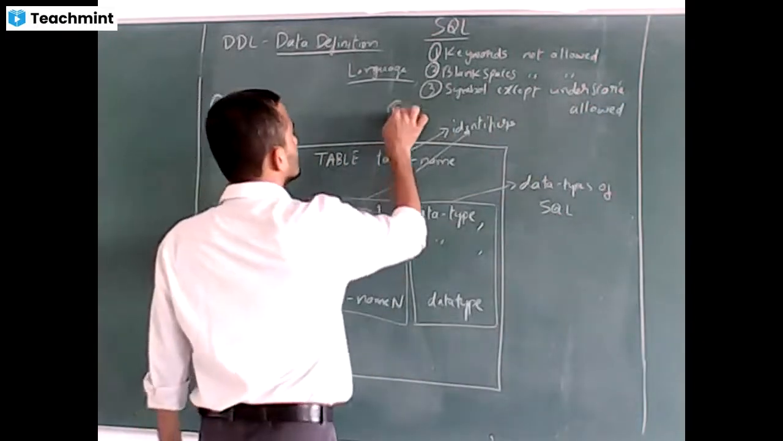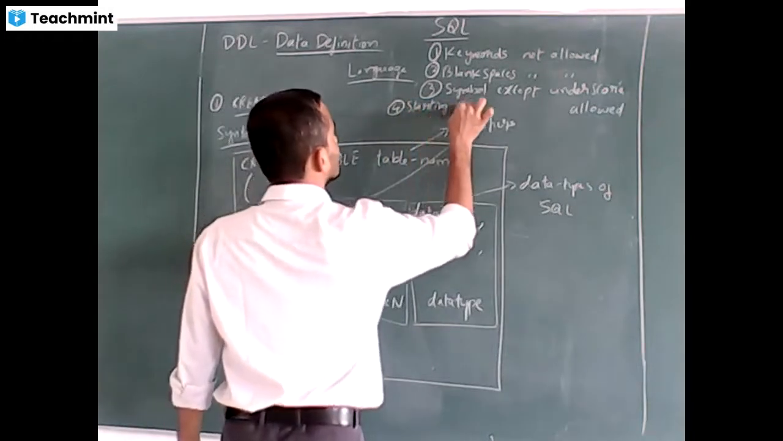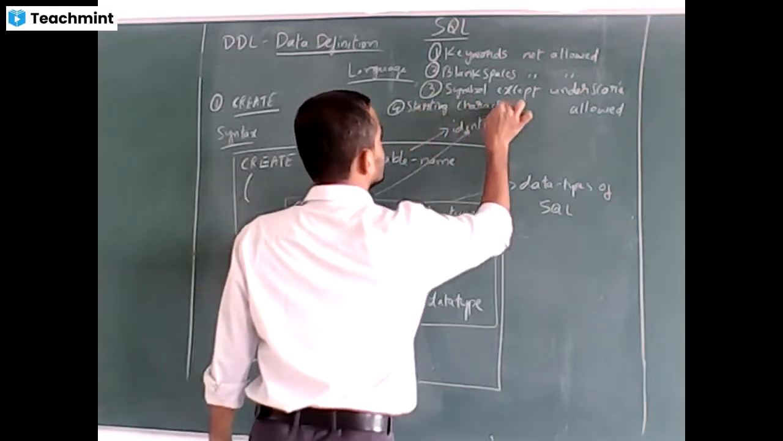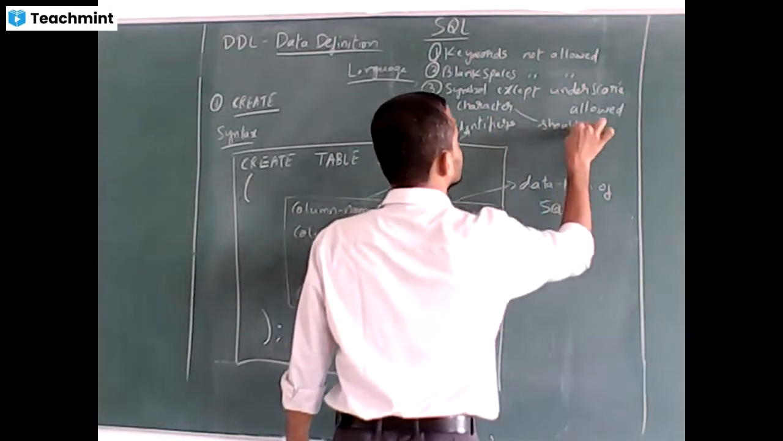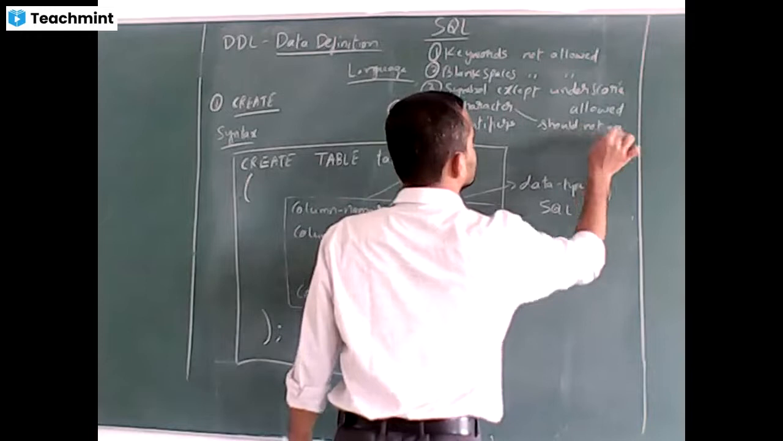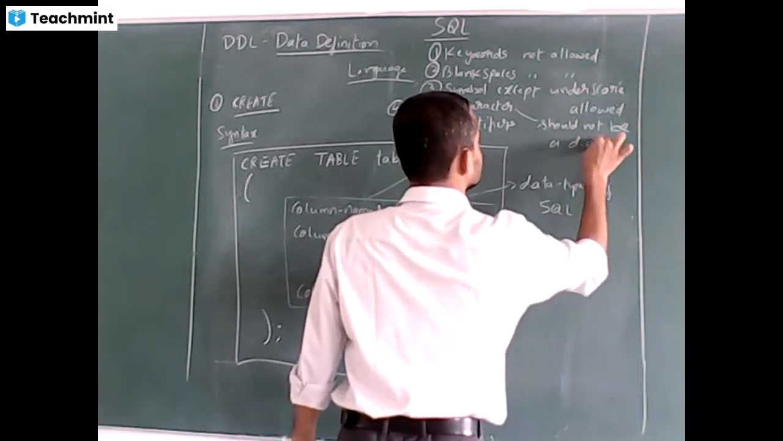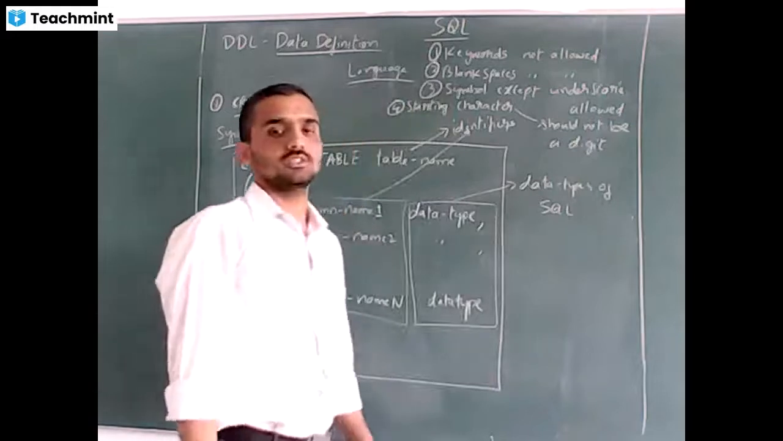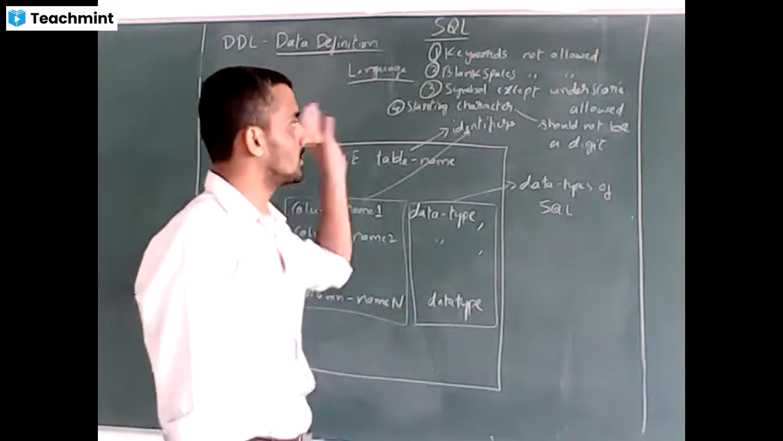Fourth one is the starting character. The starting character should not be repeated. So if you remember these four rules, you need not learn any identifiers by heart. Just remember the rules and write.